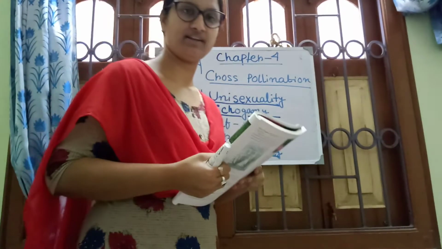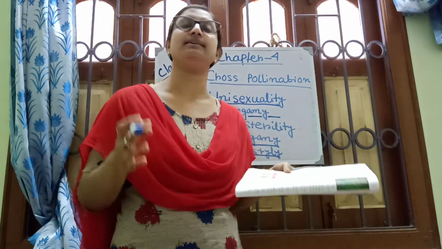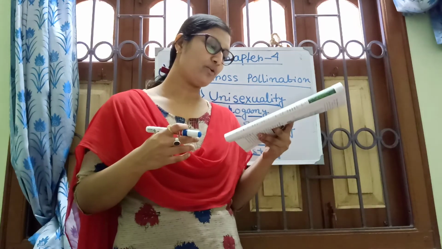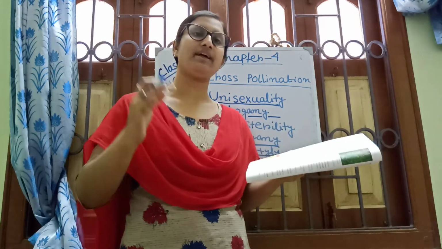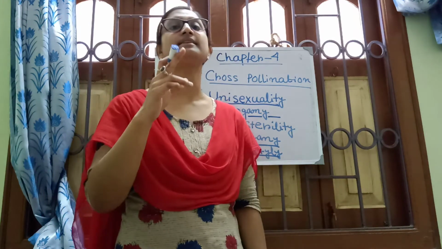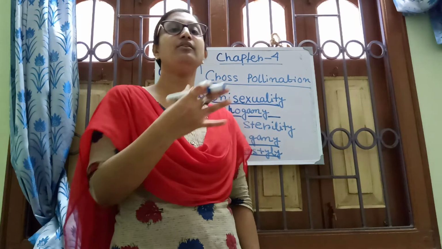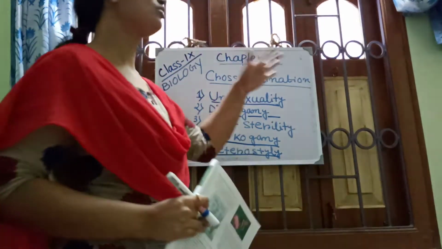And the last one, heterostyly. Hetero means different: the anther and stigma are different in structure, in the length of the style and the position of the anther. In one type, the stamens are at a higher level and the style is at a short level. They are totally different, to prevent self-pollination. This is how nature favors cross-pollination.